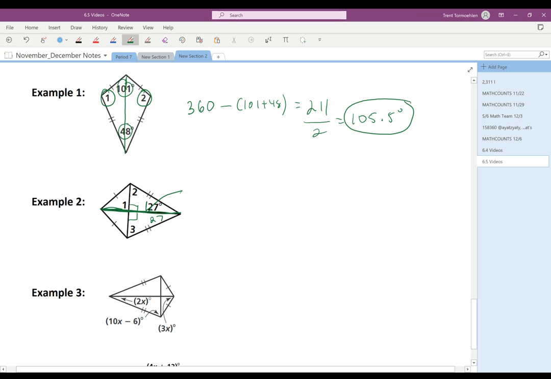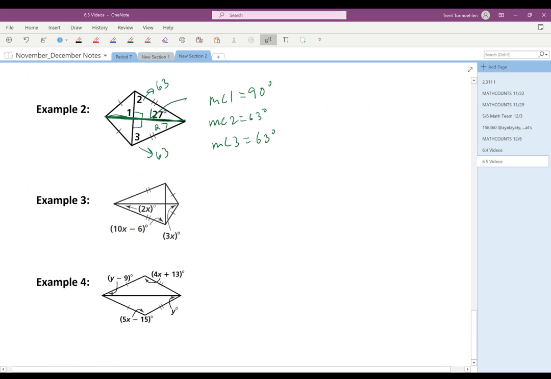Well, 2 and 3 just complete out those right angles, or right triangles, and so both of these must be 63 degrees, because 63 plus 27 is 90, 90 plus 90 is 180 degrees. And then angle 1 is just going to be 90 degrees, because we know that the diagonals of a kite are perpendicular.